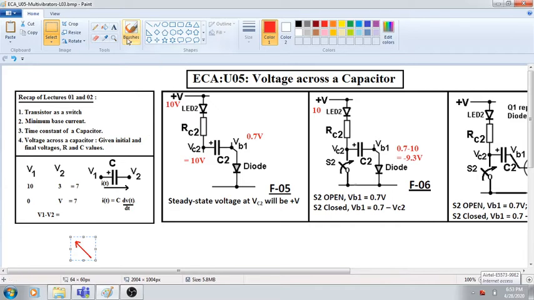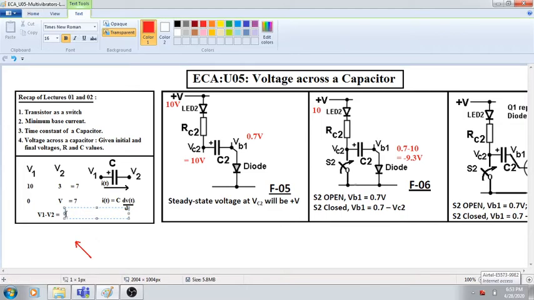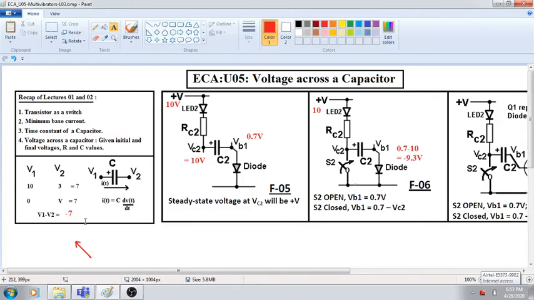That is the key point here. So when 10 has become 0 and the difference happens to be 7, the new value has to be equal to minus 7. Now why is it happening like that? Because the capacitor does not allow instantaneous change in voltage. Now please remember this particular point thoroughly, and I'll give you some questions based on this one so that you will remember it very well.